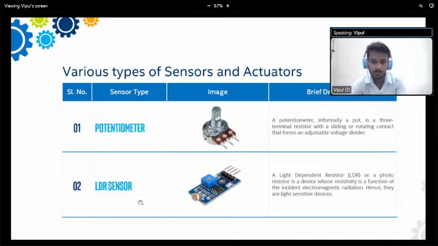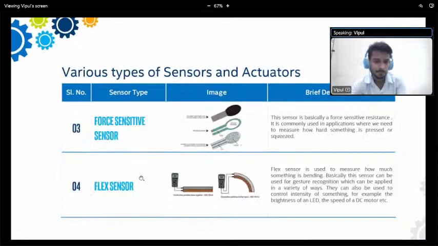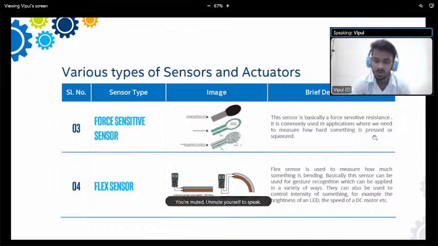Okay. So let's see the next sensor, the force sensitive sensor. What is it? This sensor is basically a force sensitive resistor. It is commonly used in applications where we need to measure how hard something is pressed or squeezed. So what does it mean? In this image, it is not clearly shown what we can do.